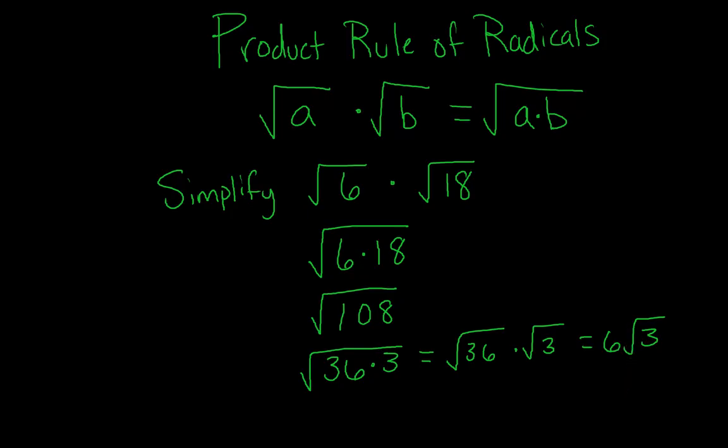And then always ask yourself, can you simplify the radical anymore? Can we simplify the square root of 3? Well, 3 is not a perfect square, so we can't simplify it. And 3 doesn't have any perfect square factors. So we know we are done at this point. So our simplified solution is 6 times the square root of 3.